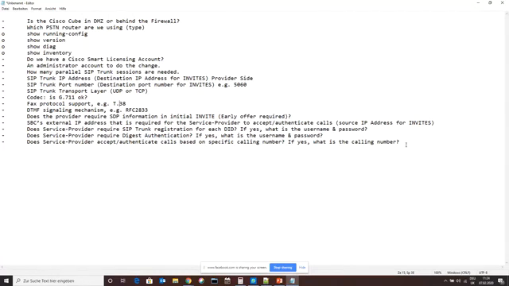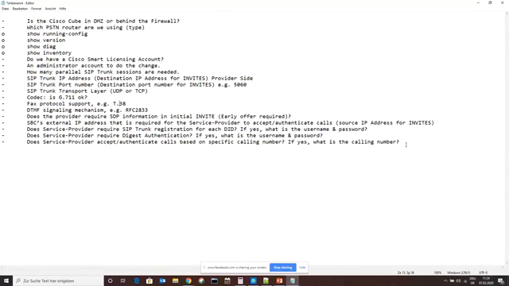What is the DTMF signaling mechanism? Is the provider okay with the standard RFC 2833 for DTMF, or do they just want out of band, or something like this? So you need to ask these questions.